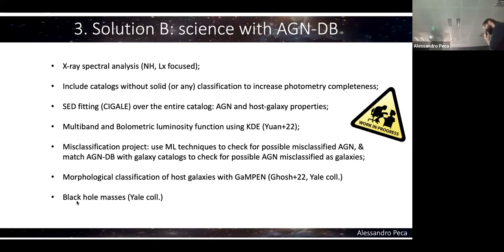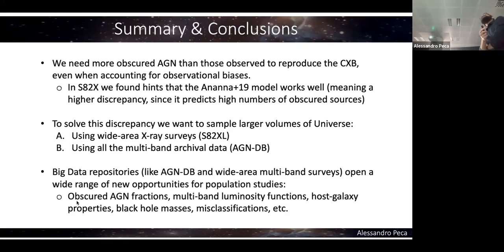Also, a student that unfortunately has now left started looking with some machine learning tools at a misclassification project. So right now, if somebody classified an object as an AGN, we have it as an AGN in our database. However, we found out that some classifications, even spectroscopic classifications, may not be so accurate. So we have this possible open project, to start making our own classification, or at least start to see if there are many misclassified objects. And also we are collaborating with Yale to get the morphological classification of the host galaxies of these AGNs. And also we are computing as many black hole masses as we can.